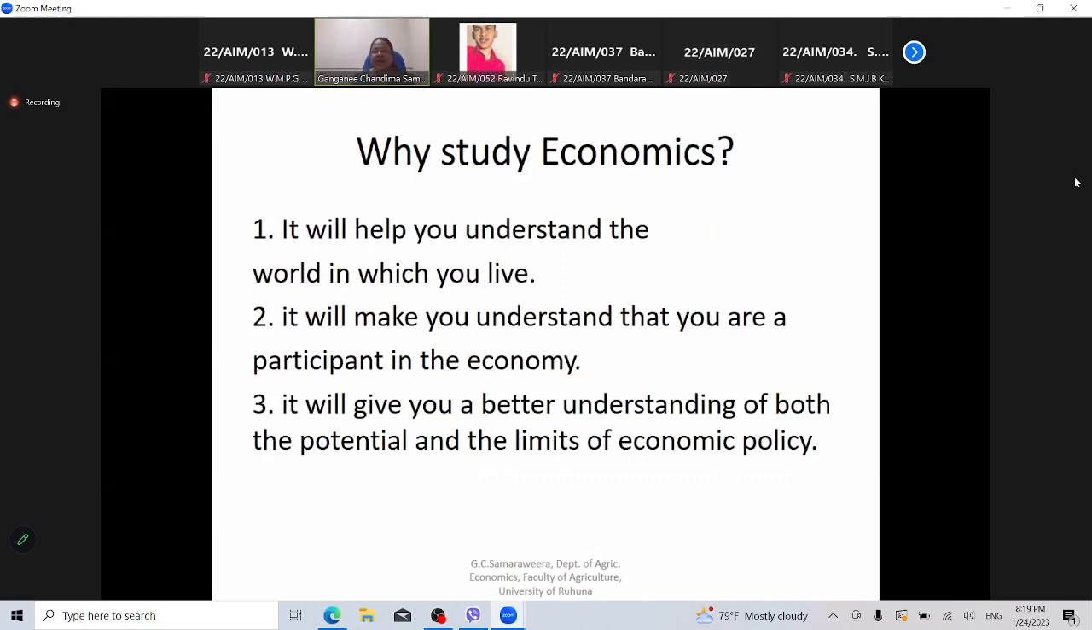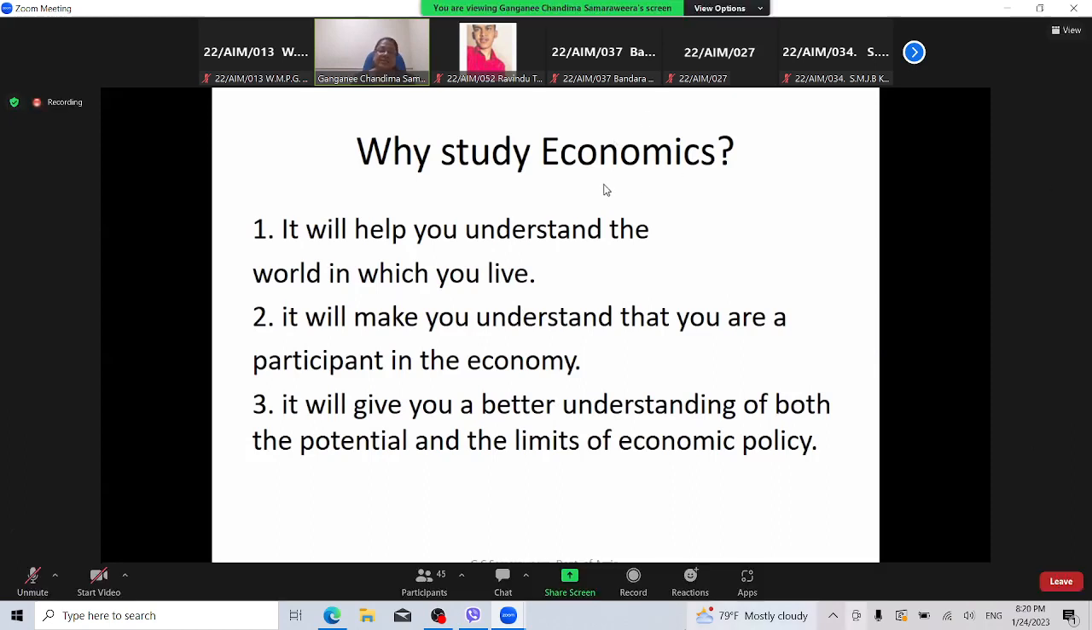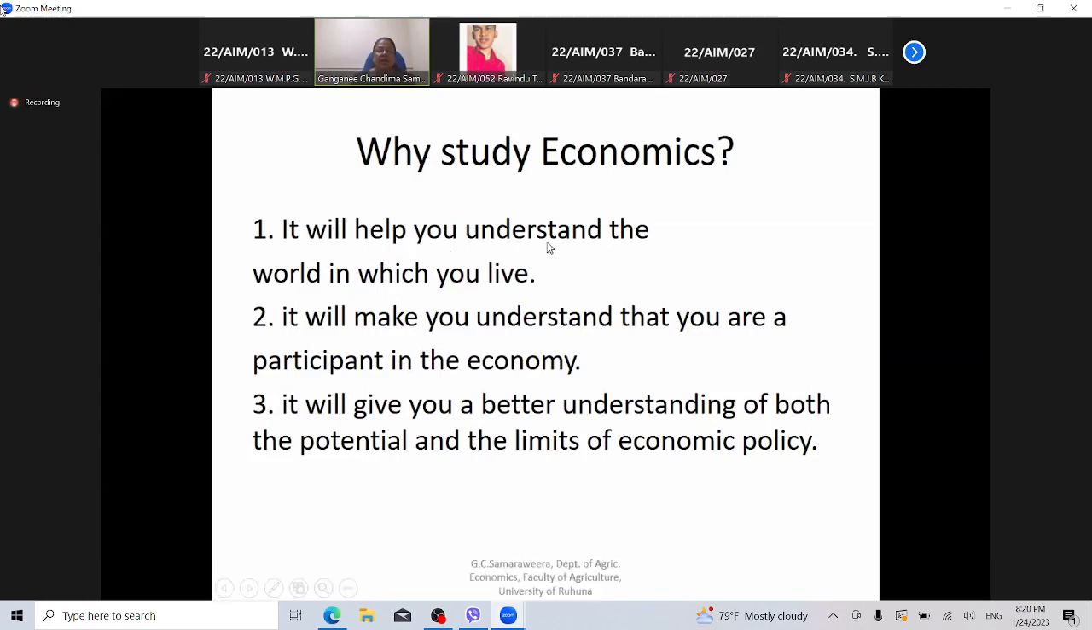And why study economics? Meanwhile, please stop me and ask any questions if you have. So why study economics? Before going to microeconomics, first we will see why we study economics. Actually, it helps you to understand the world in which you live.